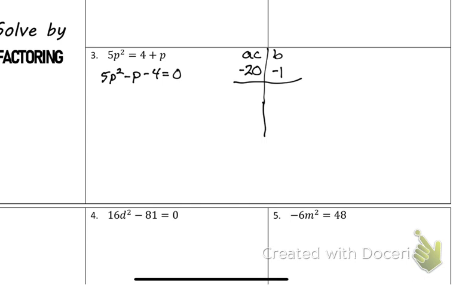For the -20, the first one I always look at is the middle one. I look at maybe 5 and 4. And I'm picturing 5 and 4 as being a good one because the difference between 5 and 4 is 1. But it needs to be a -20 and it needs to be a -1. 5 or 4, which one should I put the negative on? I'll put it on the 5. Because that would give me -5 plus 4 equals that -1. Now, factor by grouping says split apart your middle term into a -5p and a +4p. Everything else falls down. 5p squared minus 4 equals 0.